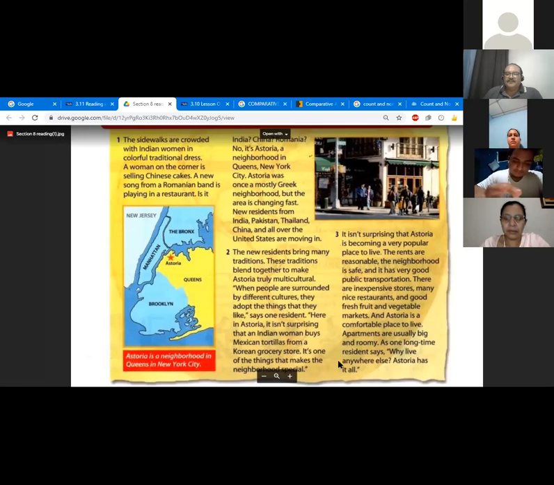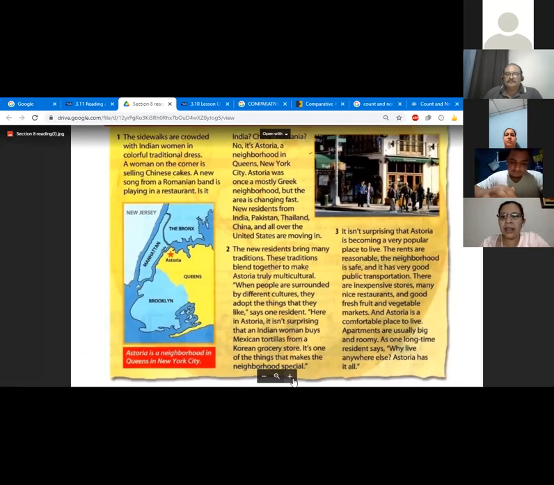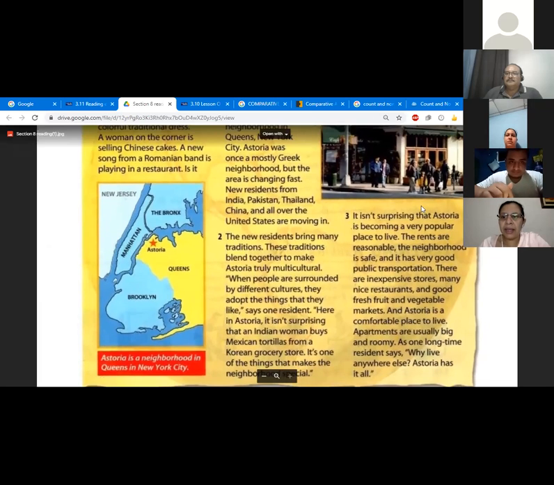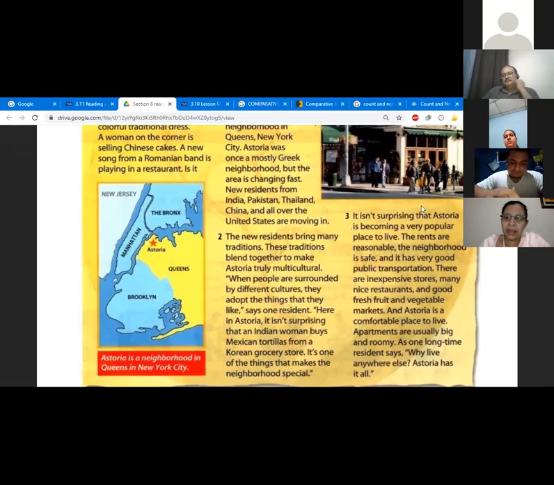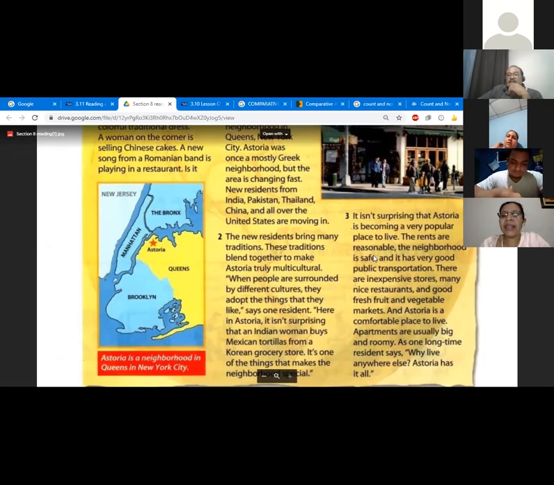Okay, Elena, can you read number three? Okay, number three. It isn't surprising that Astoria is becoming a very popular place to live. The rents are reasonable. Reasonable. The neighborhood is safe and it has very good public transportation. There are inexpensive stores, many nice restaurants, and good fresh fruit and vegetable markets. And Astoria is a comfortable place to live. Apartments are usually big and roomy. As one longtime resident says, why live anywhere else?